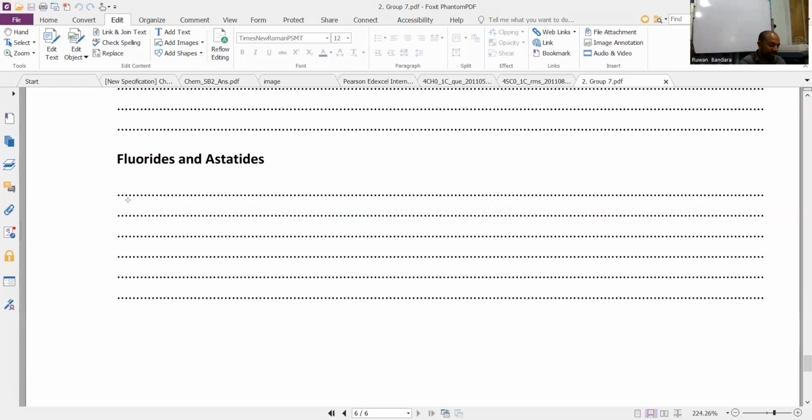Similar to other halides, fluorides and astatides also form a white precipitate with silver nitrate.